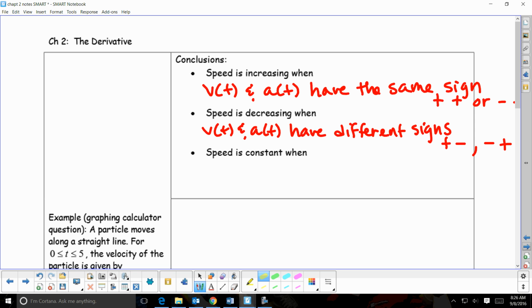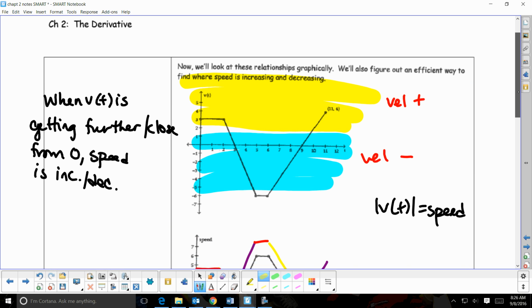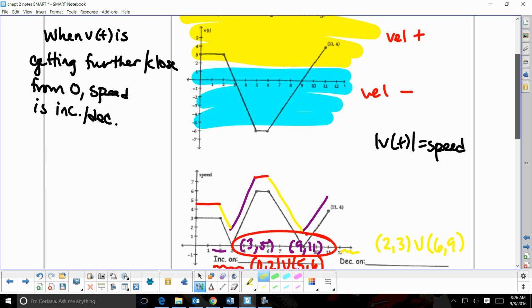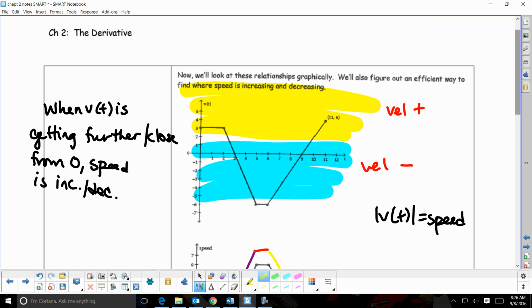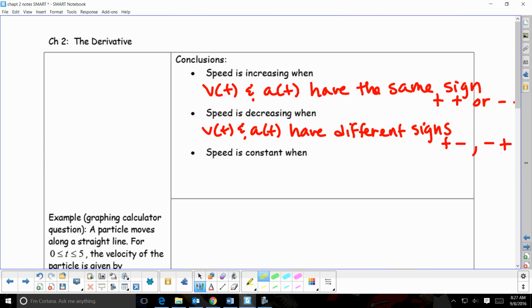And then the last one, just so we're okay, when is speed constant? See if you can think about it. Speed is constant when you're accelerating, sorry, yes. When a of t is 0, so when that derivative, that slope is 0. Very good. Sorry about that.